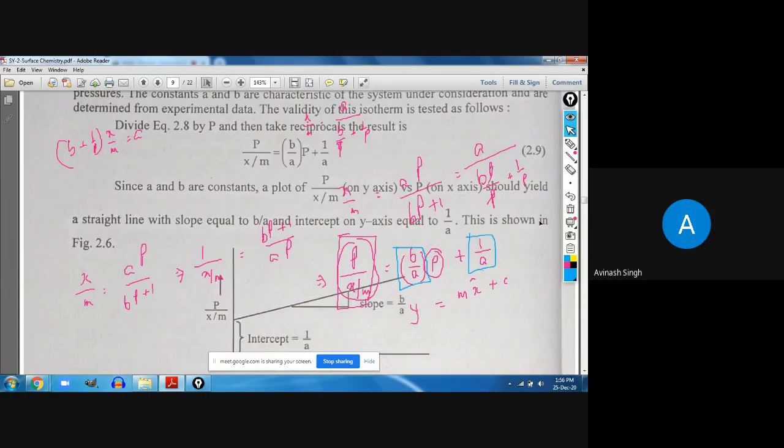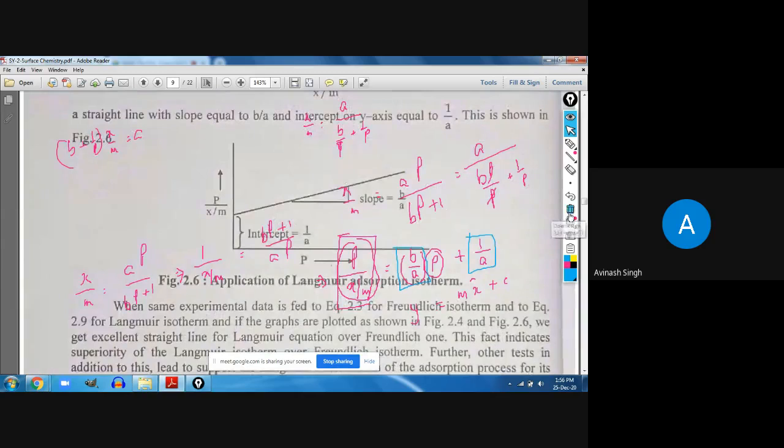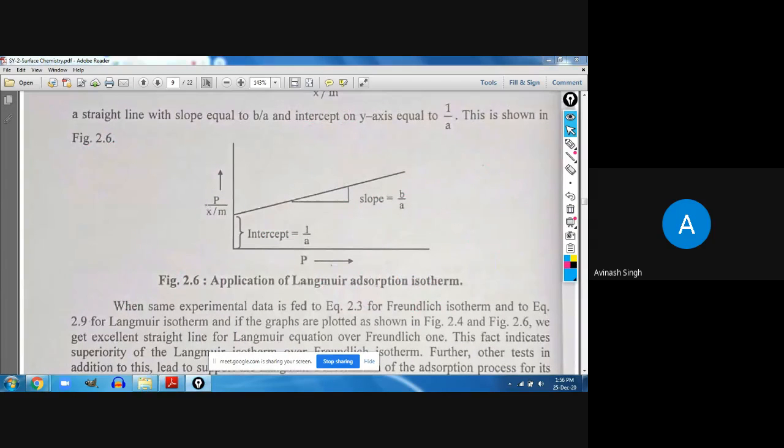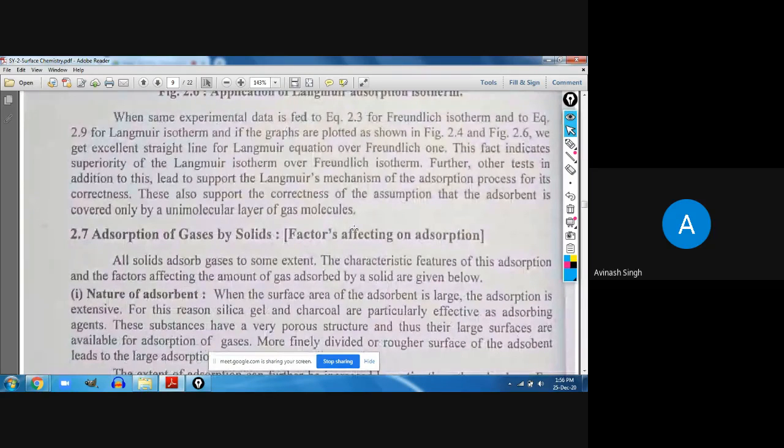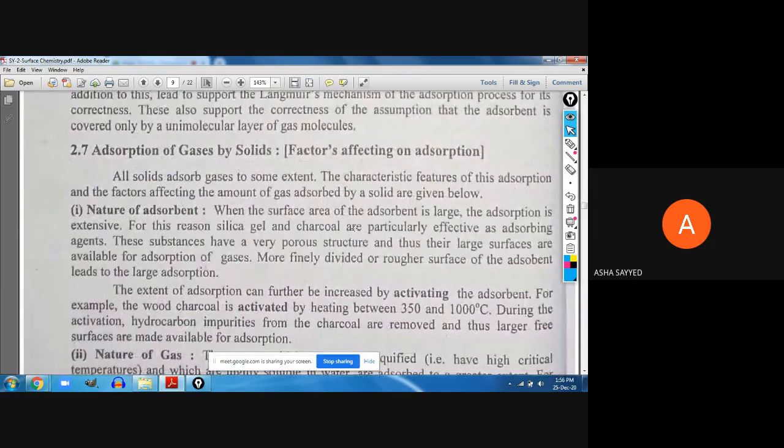तो यहाँ पे देखिए, अगर आप देखेंगे, सो यू हैव दिस ग्राफ ऑफ p डिवाइडेड बाय x बाय m वर्सेस p. आपको एक स्ट्रेट लाइन मिलता है. द स्लोप विल गिव यू b बाई a एंड द इंटरसेप्ट विल गिव यू 1 बाई a. ओके. Yes, sir.